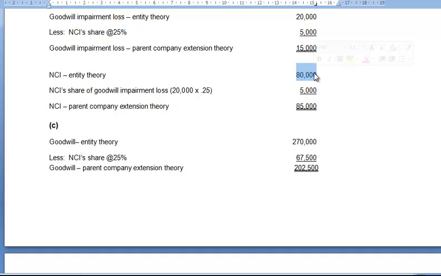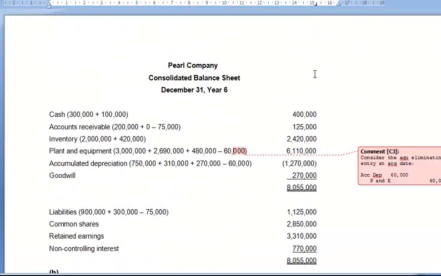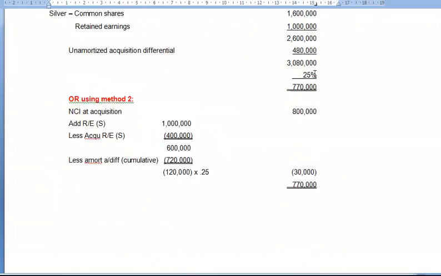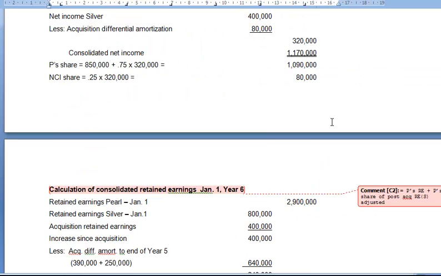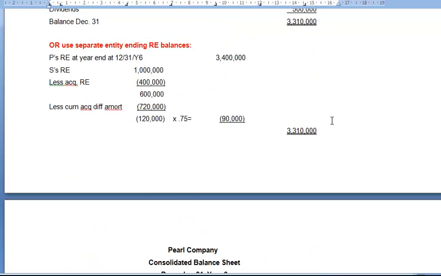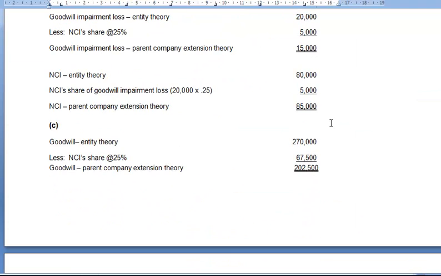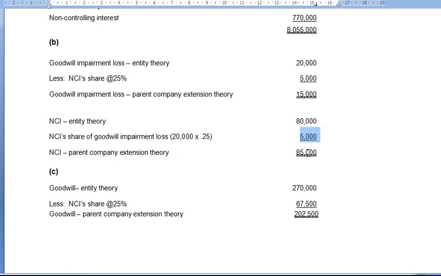Here, this 80,000 included the loss, which again is up here, just in case you're missing it, because I know this is a tough concept. Remember, this $80,000 adjustment we made here includes the goodwill impairment loss. Under parent company extension theory, it's not picking up this 20,000. So we say if NCI doesn't get allocated its share of goodwill, it doesn't get allocated its share of the impairment loss. So NCI under PCE is higher.